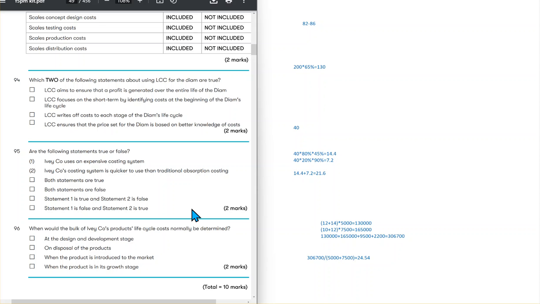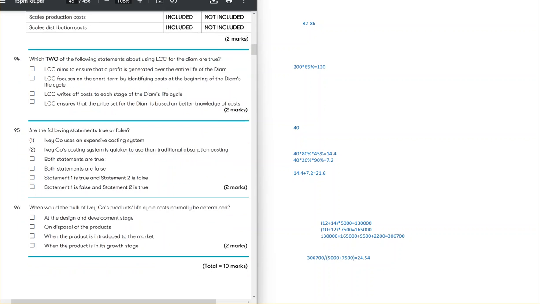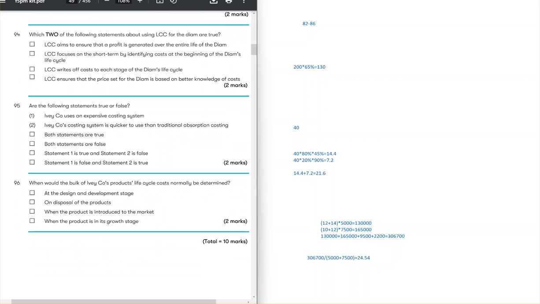And Iveco's system is quicker to use than absorption costing. No, it is difficult. It's not easier than absorption costing. Because getting all the information and then dividing it seems easier in the question, but practically it is very difficult.